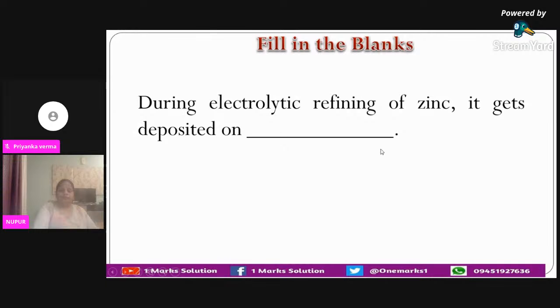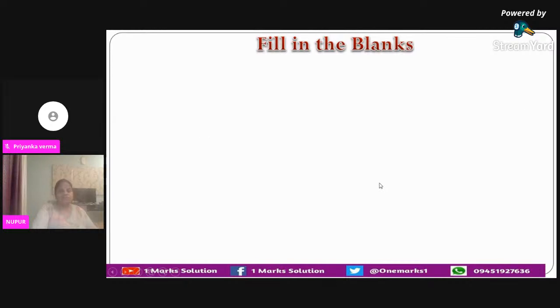Okay. Now, we are trying to do electrolytic refining of zinc. So where does zinc get deposited? We have to fill in the blank. And the answer is cathode. All metals go to cathode only. It can be zinc, it can be anything. Even if it is put over here aluminium, the answer remains same, cathode. So all metals get deposited at the cathode.